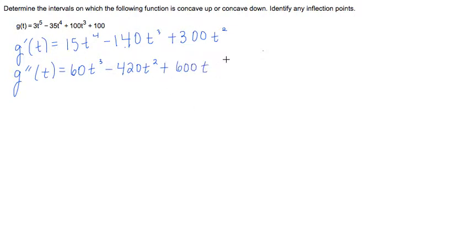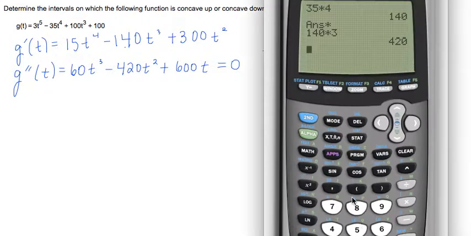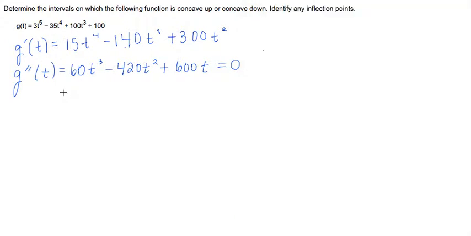Okay, so that exists everywhere, so we're going to find where it equals 0. Let's see if I can take a 60 out of everything. If I do 420 divided by 60, we should get 7 exactly, because 42 divided by 6 is 7. So I can take a 60 out of everything. I can also take a t out of everything. That leaves me with t squared minus 7t plus 10.